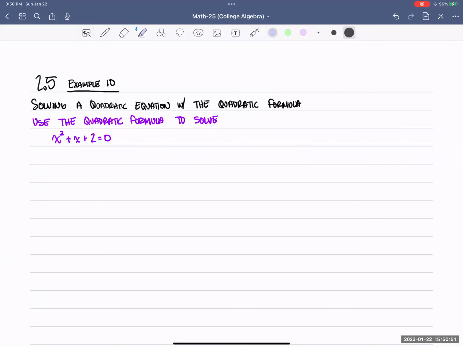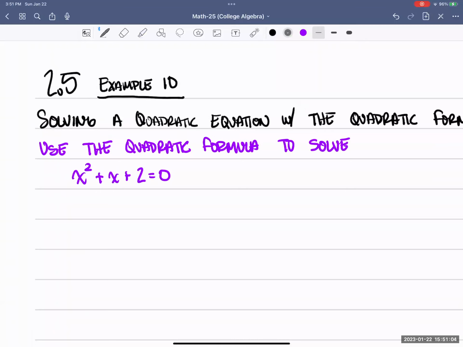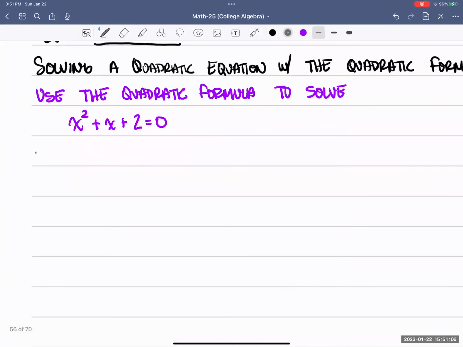Section 2.5, example 10, solving a quadratic equation with the quadratic formula. Use the quadratic formula to solve. So just like we did earlier, we could separate each part and solve from there. So we have a in this case equal to 1, coefficient of x squared.